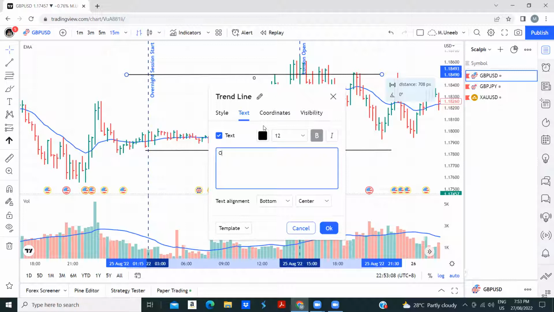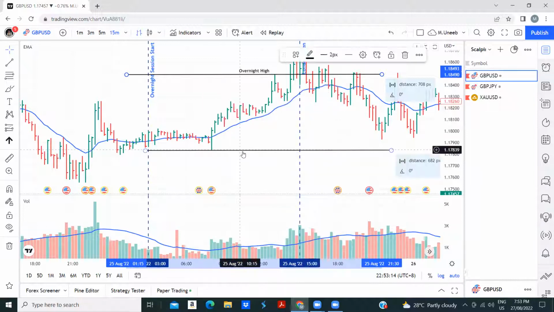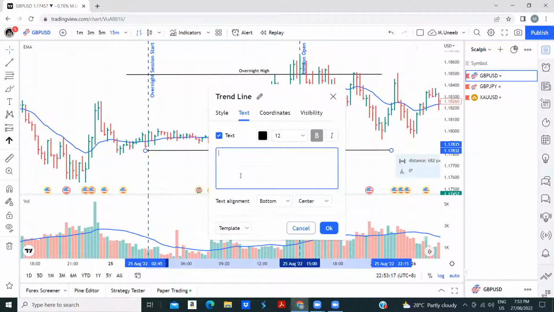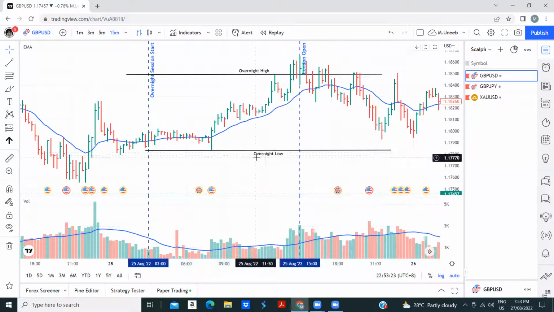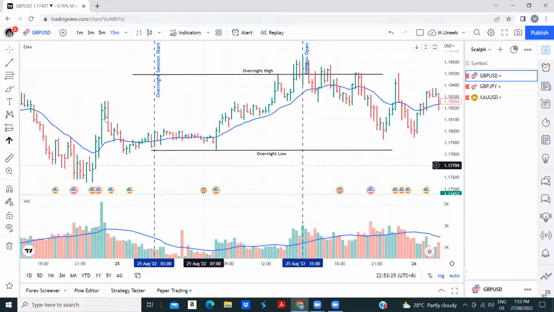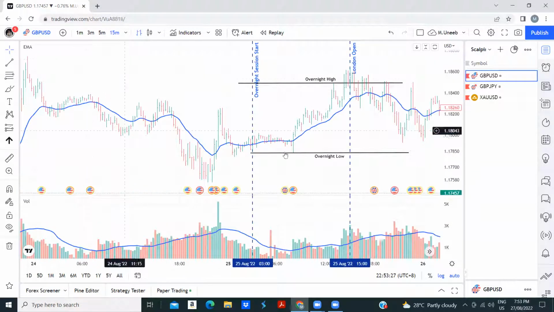Overnight high. This one is overnight low. Okay. So what do you see the bias here before entering the overnight session?